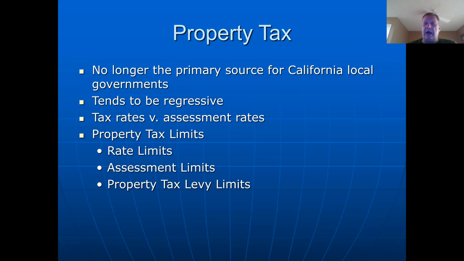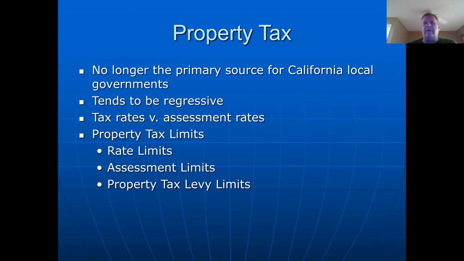A lot of states, including California, will place a limitation on the rate at which the assessed valuation of property can increase from one year to the next. So states are very keenly interested in limiting the access of local governments to property tax revenue. In California, we have a rate limit and we have an assessment limit. When you combine a rate limit with an assessment limit, you then create a new type of property tax limitation known as a levy limit. So a rate limit in combination with an assessment limit results in what we call a property tax levy limit.